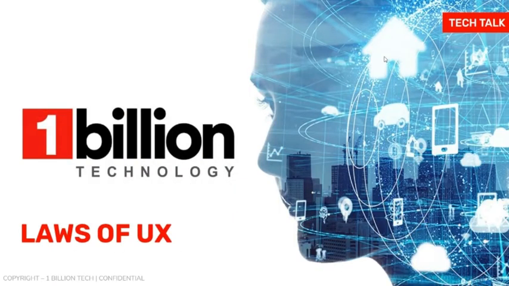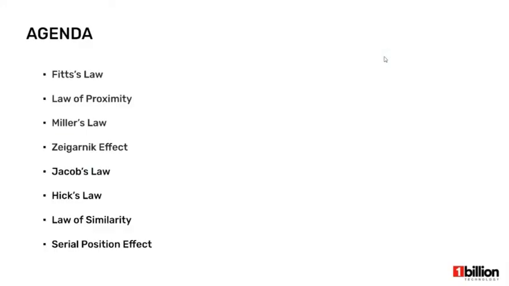So today we are going to talk about the laws of UX. Laws of UX means laws that we should follow in UX design. So this is today's agenda. We are going to talk about Fitt's law, law of proximity, Miller's law, Zeigarnik Effect, Jacob's law, Hick's law, law of similarity, and serial position effect.